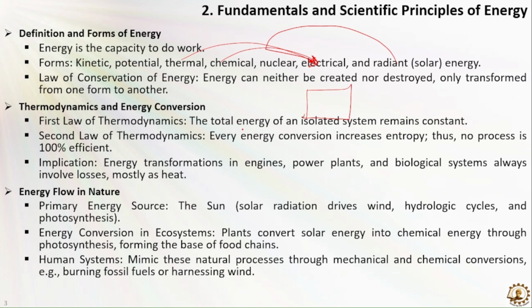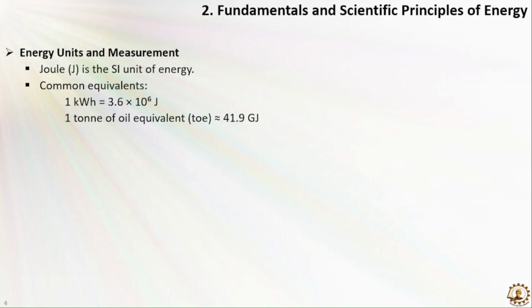And the second law of thermodynamics states that energy conversion increases entropy, thus no process is 100% efficient. That means, suppose from a chemical source there are 100 joules of energy, and if we convert this energy to electrical energy, as an output we will not get the 100 joules. There will be some losses. And this is implemented in energy transformation in engines, power plants, and biological systems, which always involve some losses, mostly as heat. Now, how does energy flow in our nature?